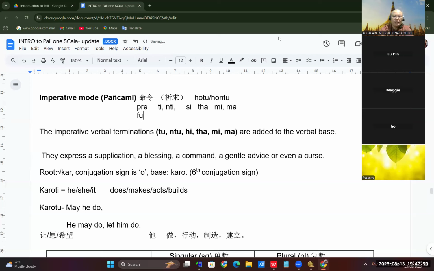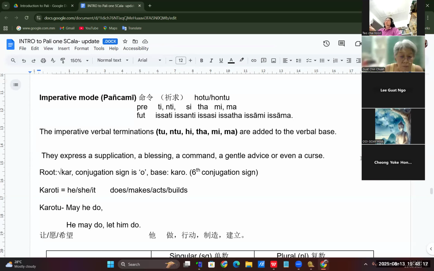And future will be issati, issanti, issasi, issatha, issami, issama. So while you are learning the new knowledge, try to link it with the existing knowledge. That's how we build, like Lego. You don't go to the highest in the sky; you still have to go for the foundation, all right? So link with the ti, anti, si, tha, mi, ma.